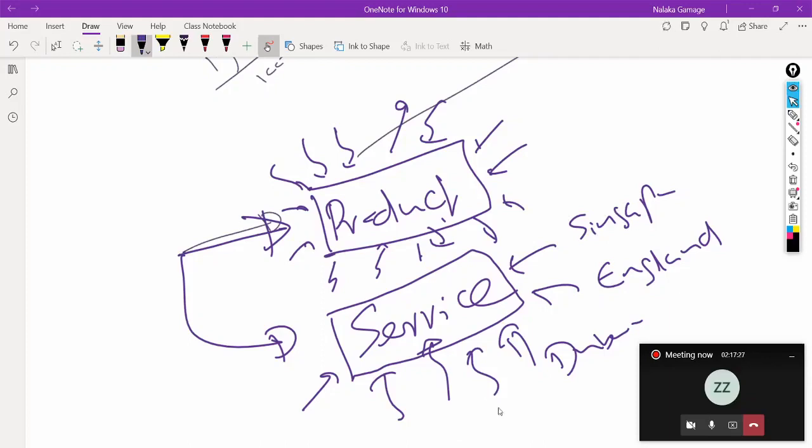Then what we see is the Maldives. They have a very strong economy, and they handle services well. Why? Tourism. Tourism means professionally serving people. So that is a service, right? So banking, finance, insurance, health is a service, education.